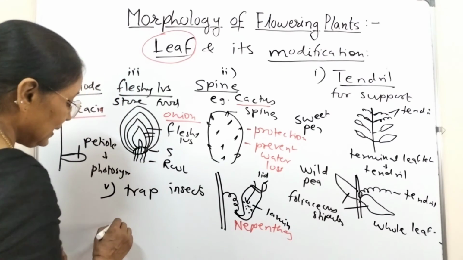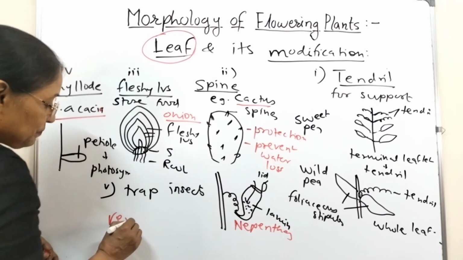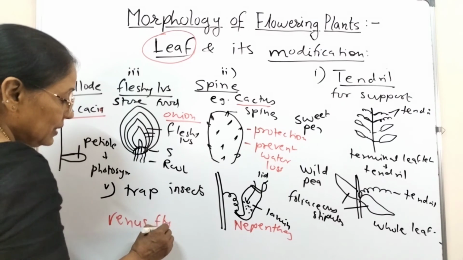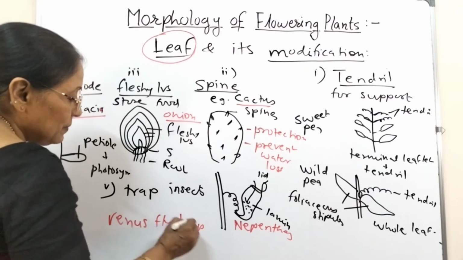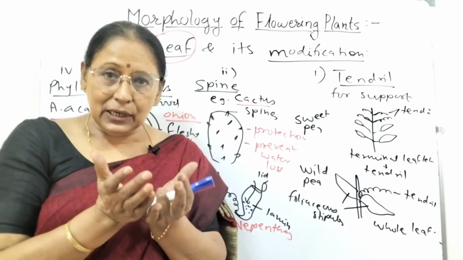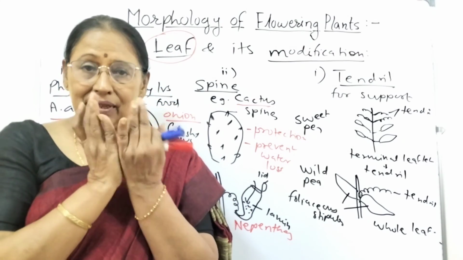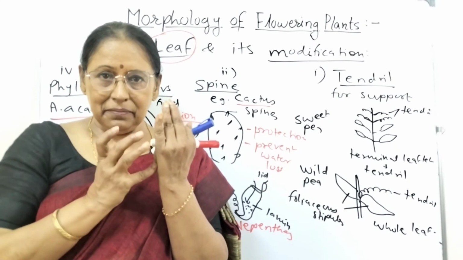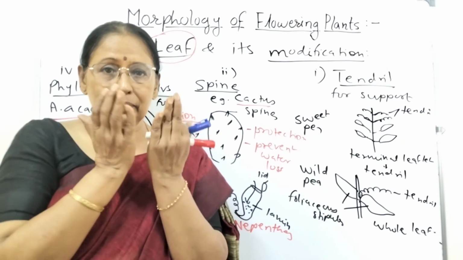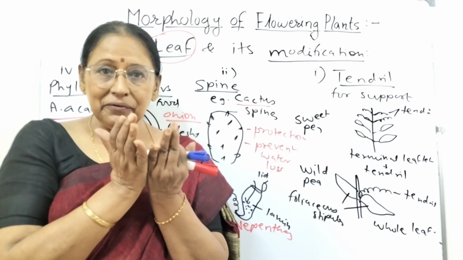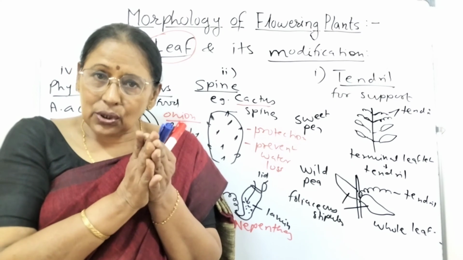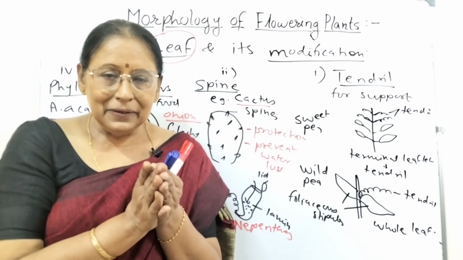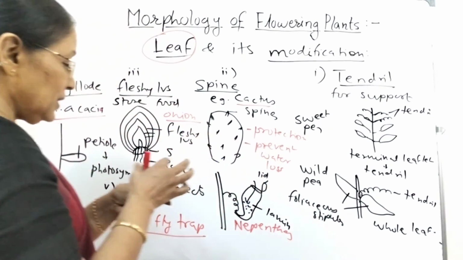Another example is Venus fly trap. It is also given in your NCERT book. This is Venus fly trap. The leaflets, they are bilobed, having this hinged middle rib. This is the hinged middle rib, and this is the bilobed leaf. And it gets closed to trap the insect. So these are the various modifications of leaf.